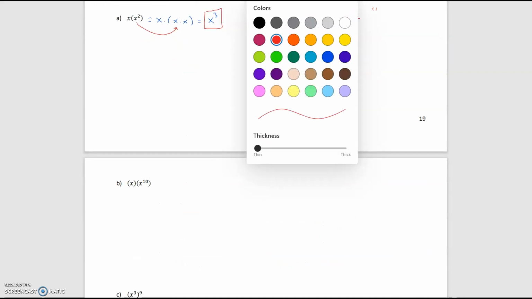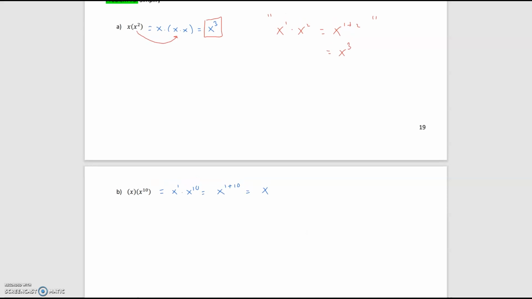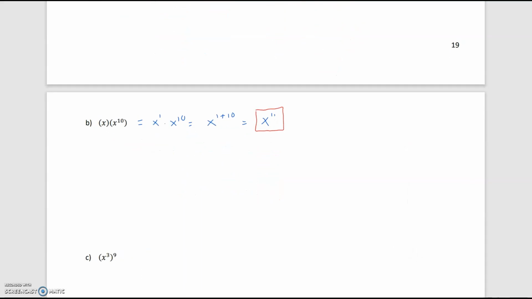And in B, I'm just going to use the formula. So this is equivalent to x to the first power times an x to the 10th, or x to the 1 plus 10. And this is going to give us x to the 11th. That's it for B. We're applying the same formula from above. Let's take a look at C.